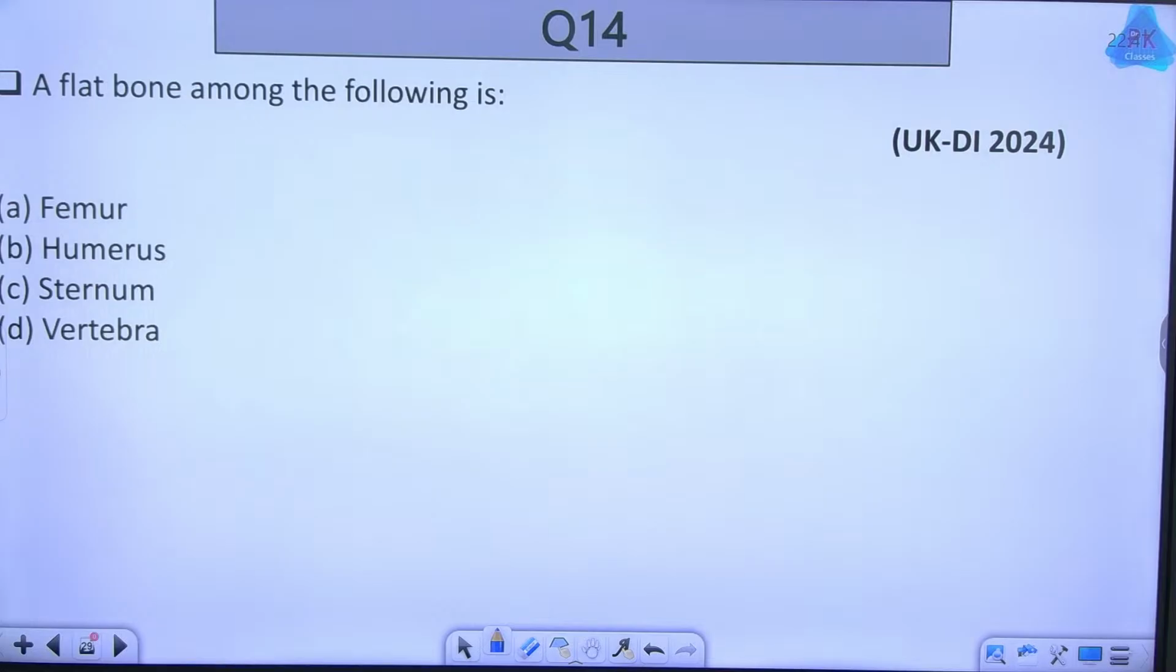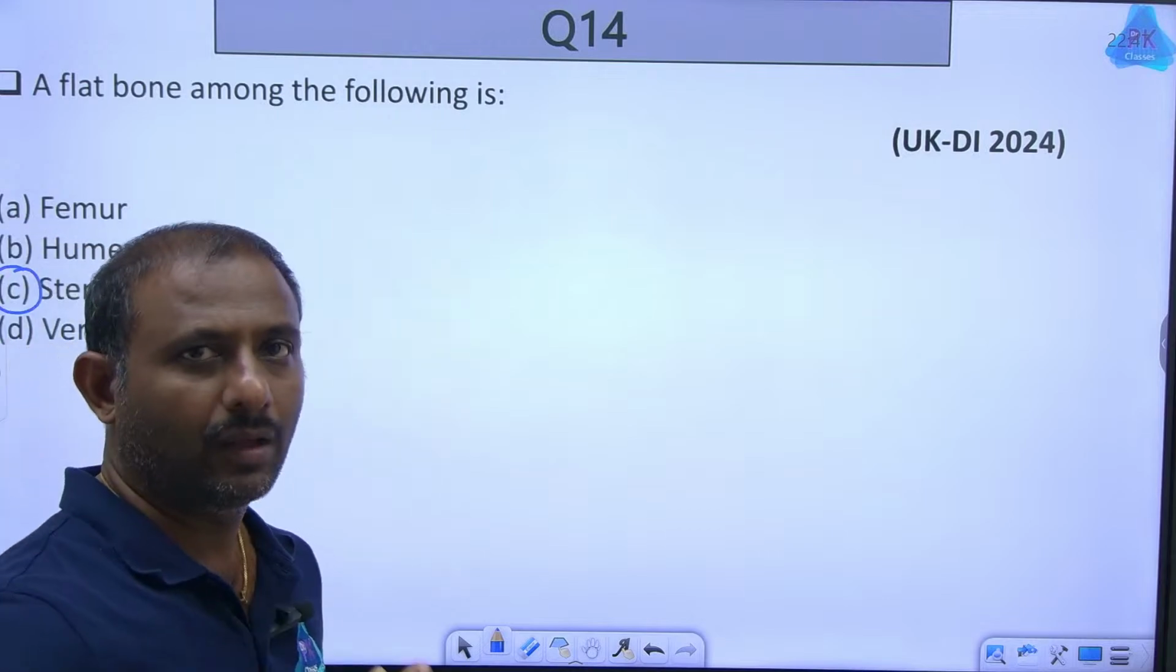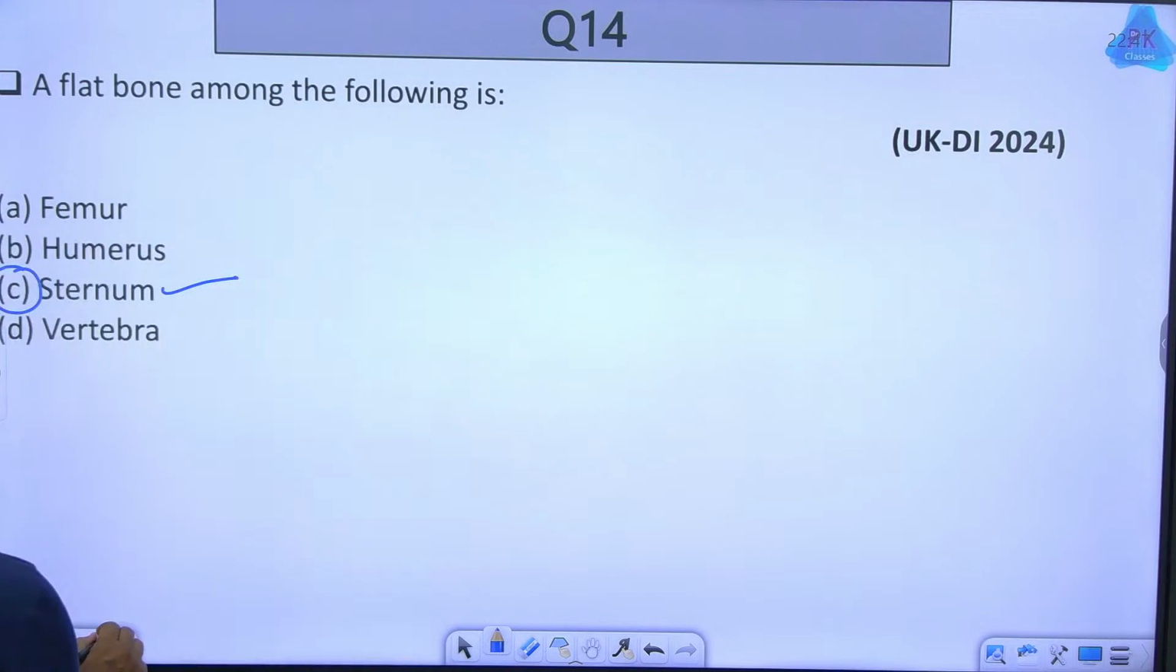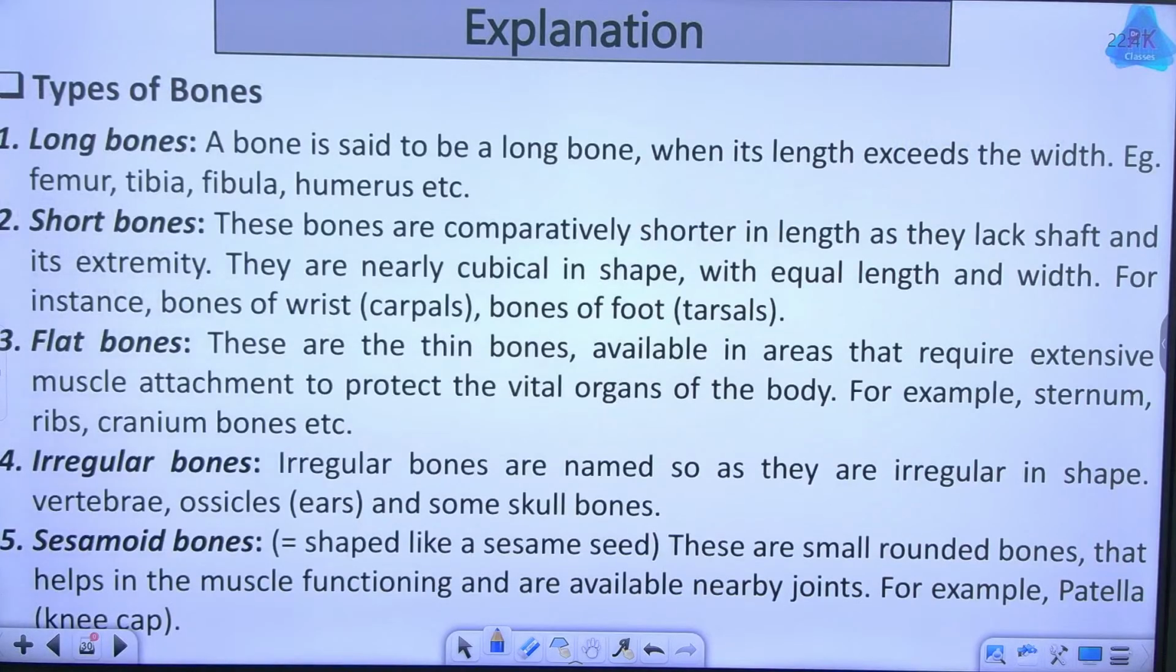Yeah. So the flat bone is the sternum. So generally, the bones can be classified based on their length. Long bones, short bones, flat, irregular, or sesamoid.